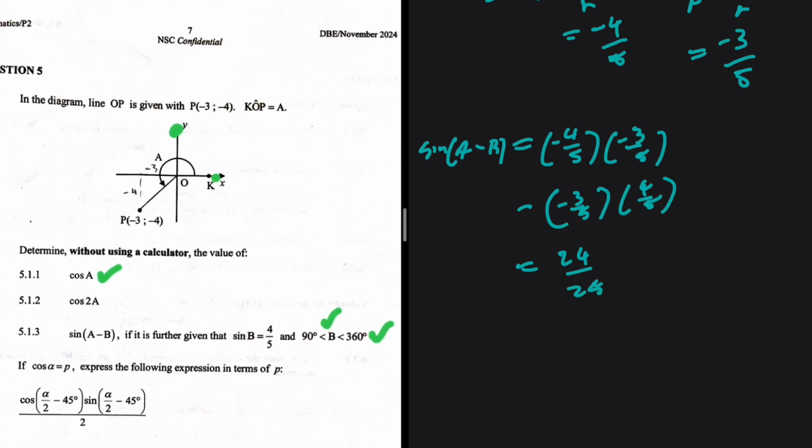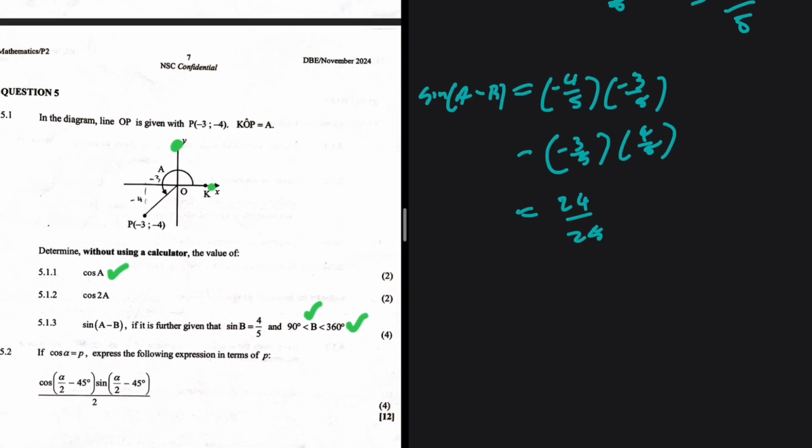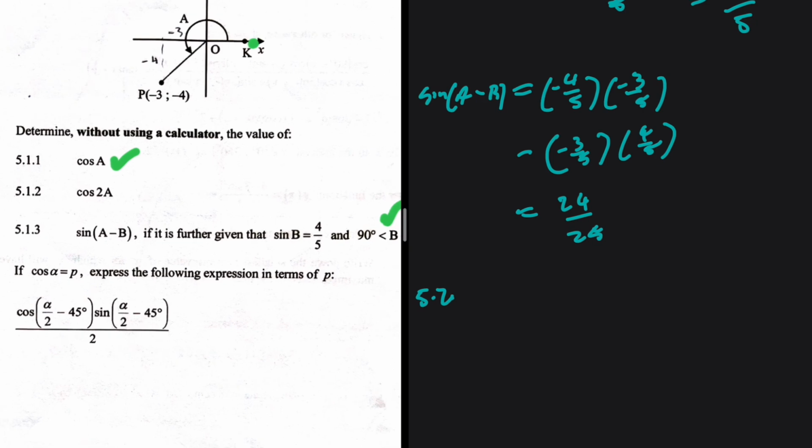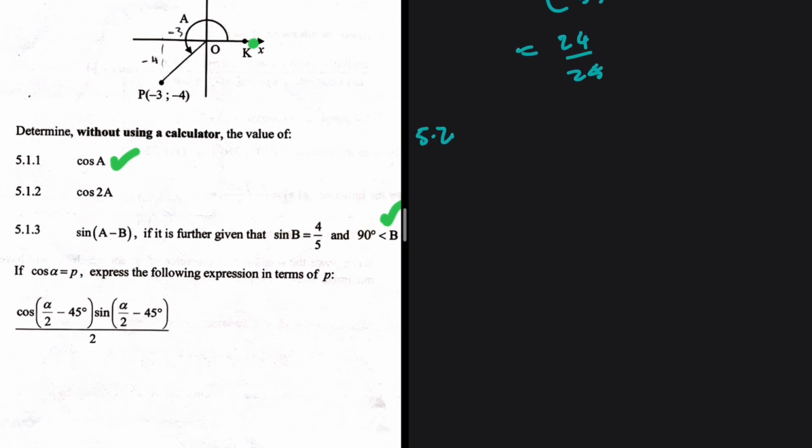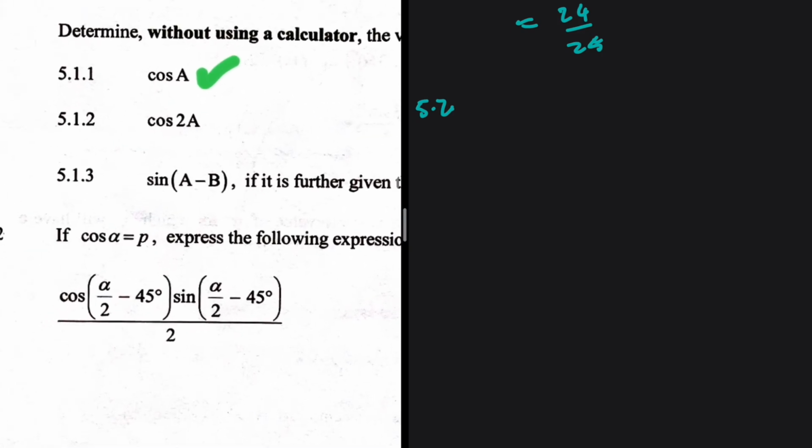And then 5.2. Yeah, 5.2 is quite a beautiful equation. Let me show you why I say that. So if cos of alpha is equal to P, express the following in terms of P. Yeah, we have that expression there, right? But let me just show you something. Let's slow down a bit.